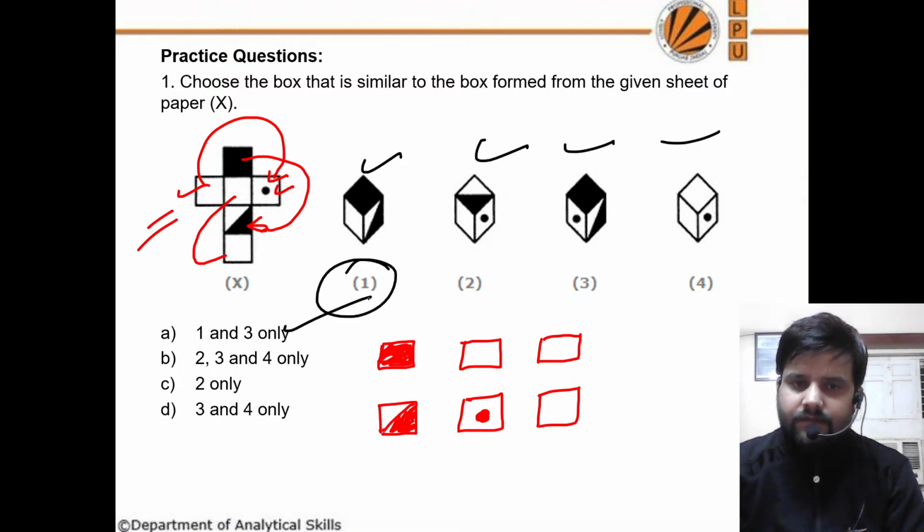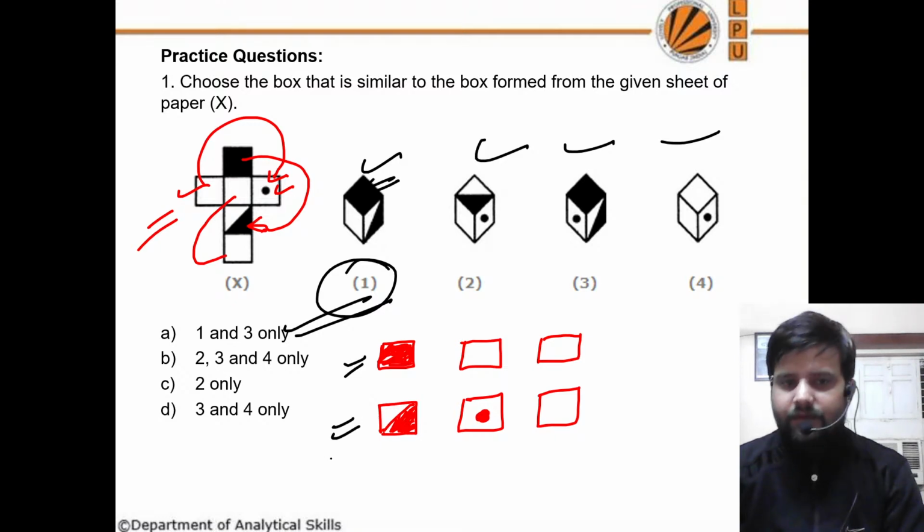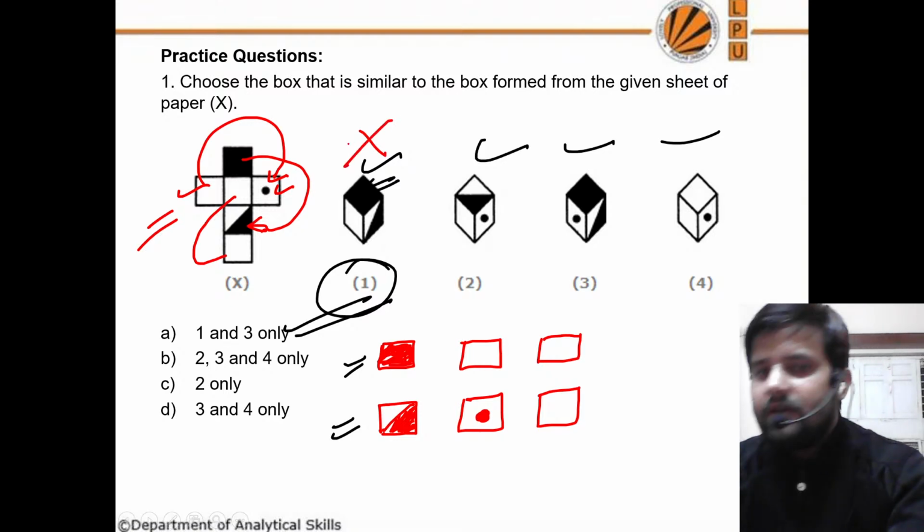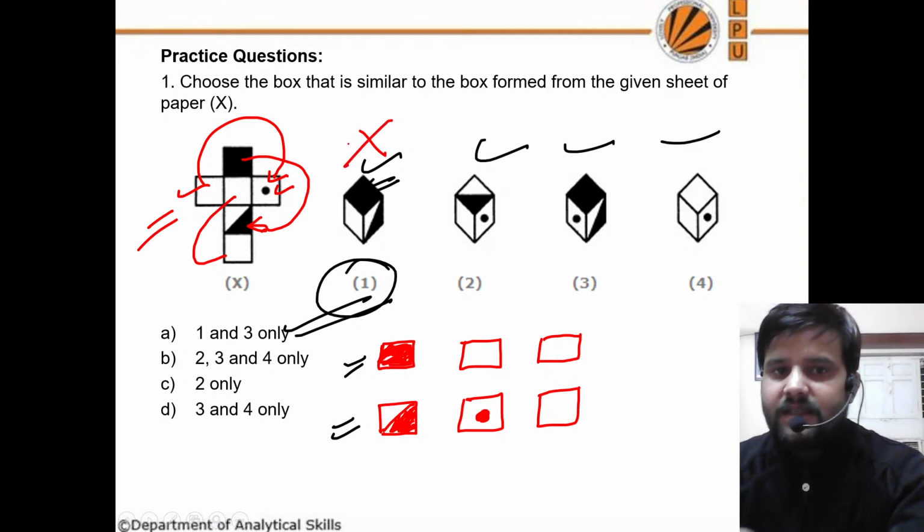Let's come to the first. In the first, if you observe, this is visible to you and this is also visible to you. Tell me, is it possible? Both of the opposite pairs are visible to you in the first image. Is it possible? No, it can't be possible because opposite pairs will never be visible in a single picture. So that's why the first option is gone. It means this cannot be a 3D figure of this open dice.